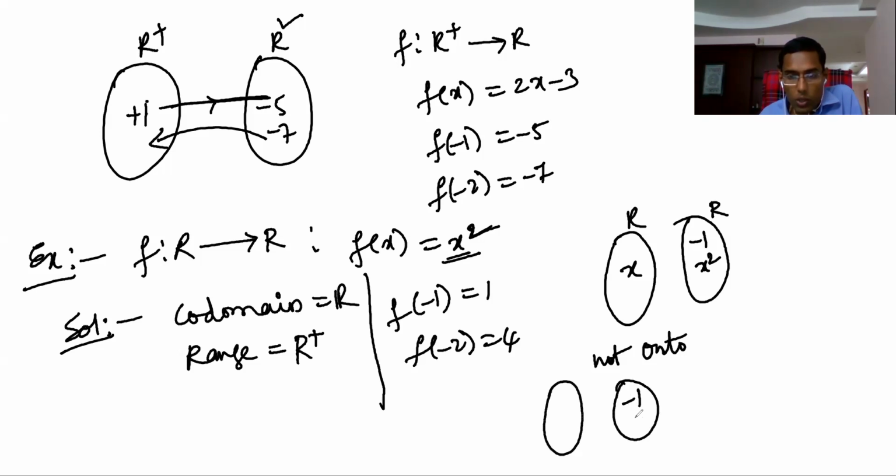So like this. The pre-image of 1 is 1 only, the pre-image of 4 is 2, like that. Here, the pre-image of 2 is root 2, because root 2 square is 2. So the pre-image of x square is x. The pre-image of minus 1 would be root minus 1. That will not be there here. Therefore, it's not onto. Hope you understand.